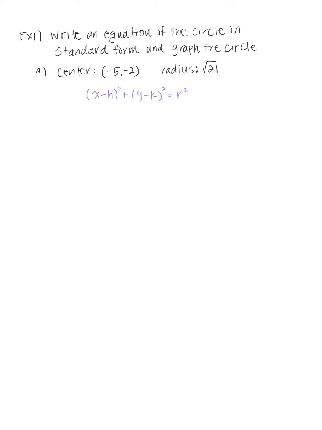So the center, so this -5 is going to play the role of your h, and then your k becomes your -2, and the radius of square root of 21, this is precisely your r. So now all you have to do is just plug and chug. So let's go. So this means we're going to have x minus -5 squared plus y minus -2 squared equals square root of 21 squared.